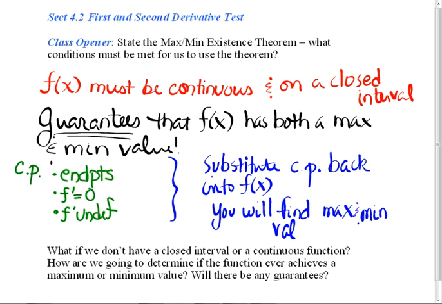Now remember, we're not looking for the where, we're looking for the what. Values of f of x. So it's a three-step process. First, you make sure this applies. It's got a continuous function on a closed interval.